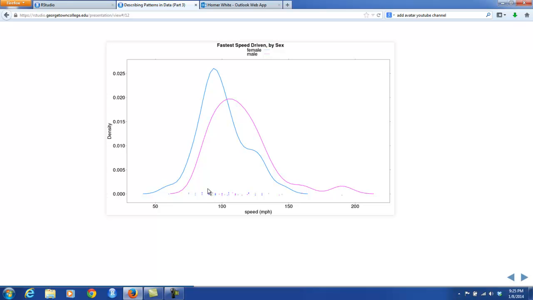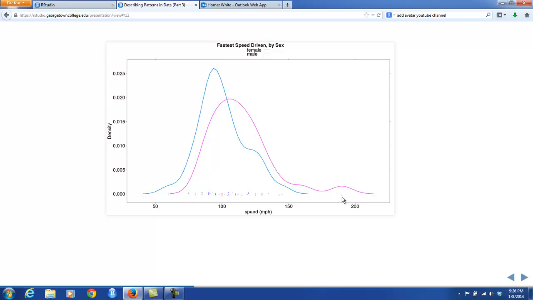It seems that the women are again crowded around 100 miles per hour or even less, and the guys are crowded at something a good bit more than 100 miles per hour. So the guys are driving faster on average. Maybe you can also see a little bit more right skewness to the males' distribution as compared to the females. But again, that may be due just to one or two values.